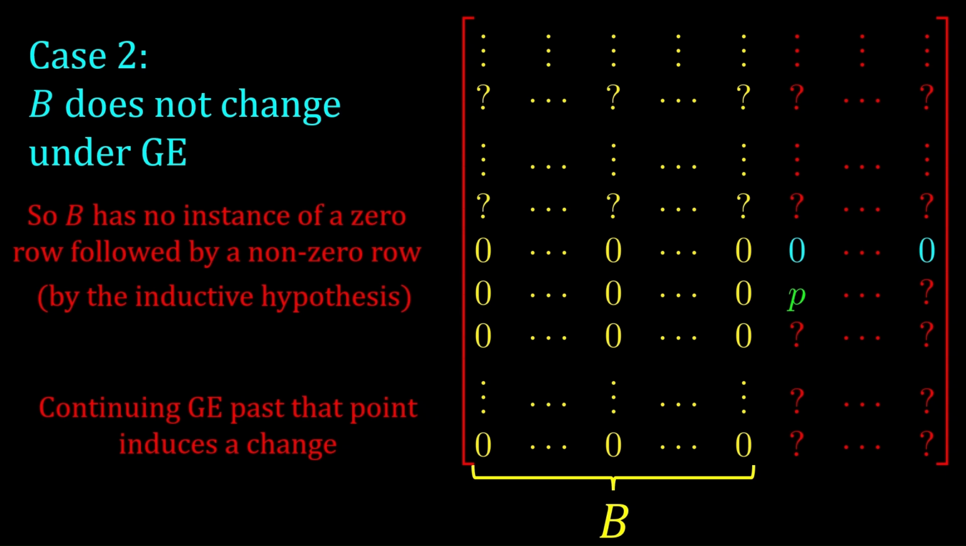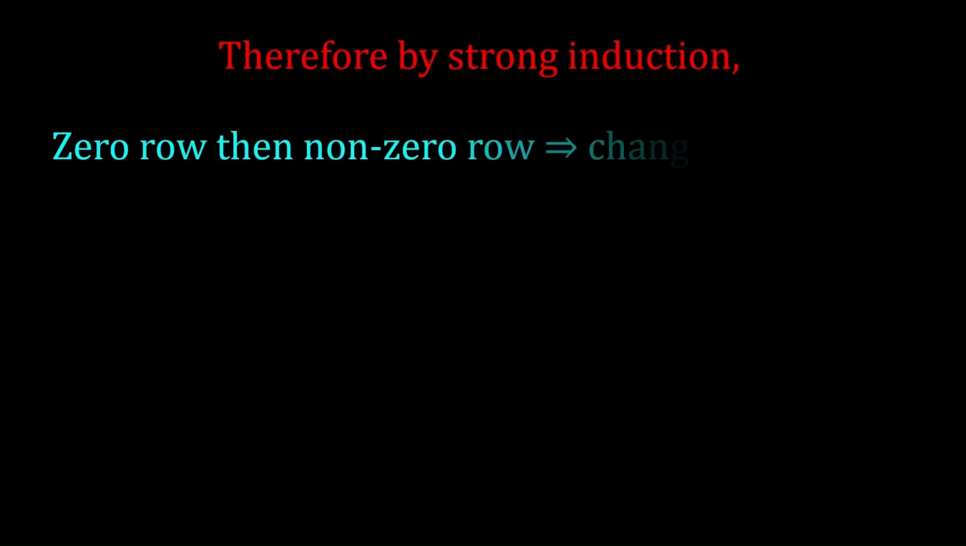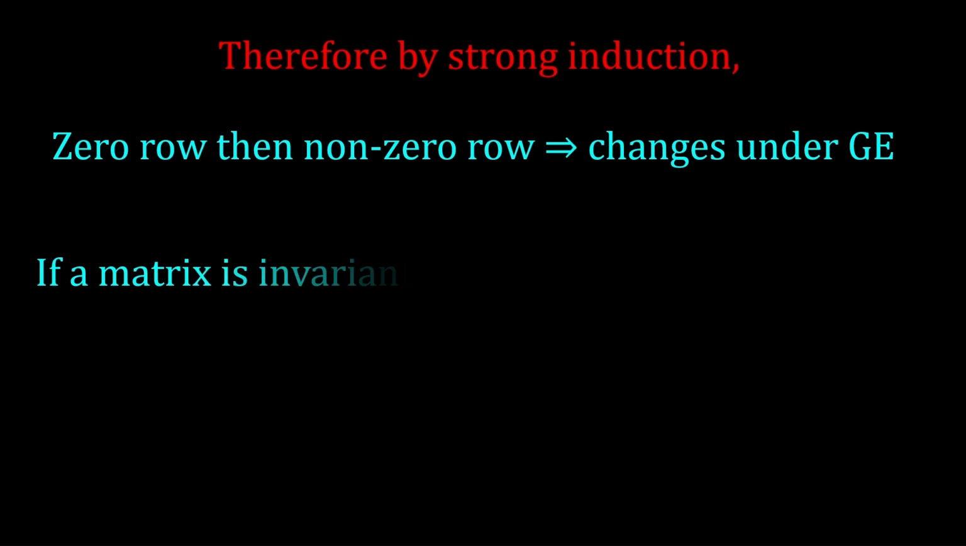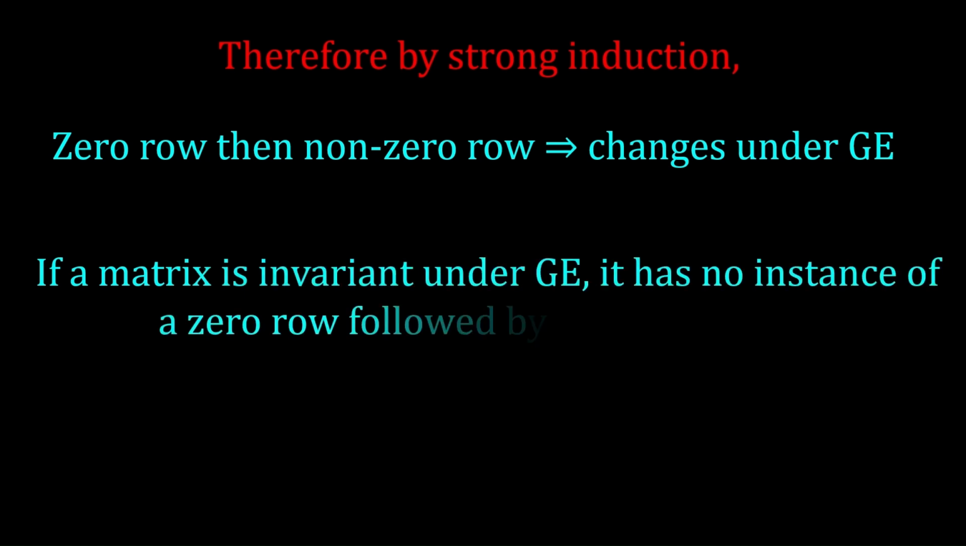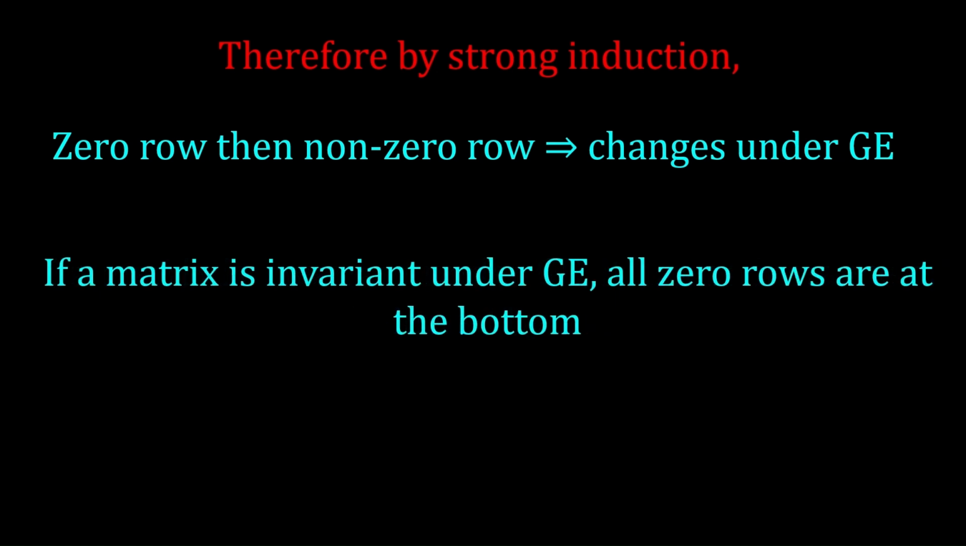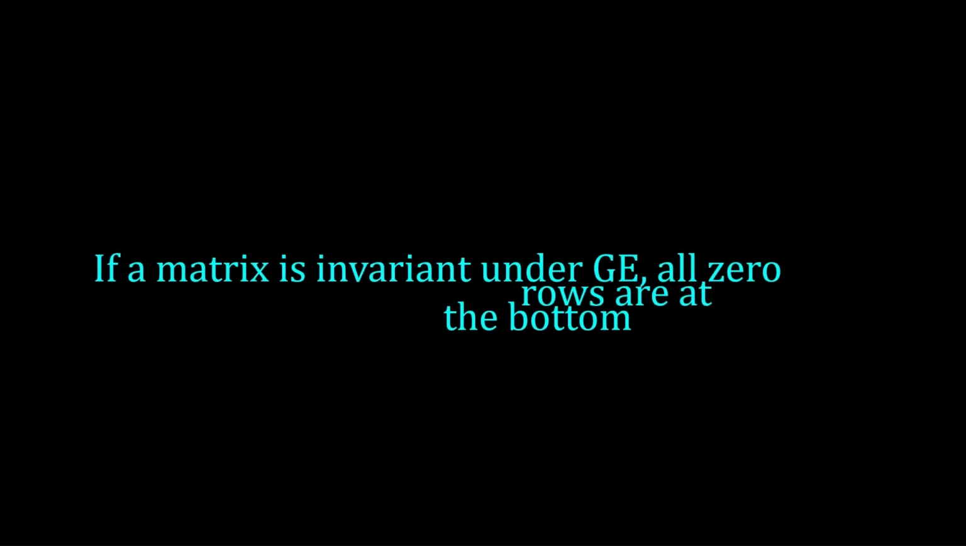So by strong induction, if you have a 0 row followed by a non-zero row, Gaussian elimination will cause a change, and this is for any size matrix. But by contrapositive, if the algorithm doesn't cause a change, then you have no instance of a 0 row followed by a non-zero row. In other words, all 0 rows are at the bottom. And this is the first part of our theorem proved.